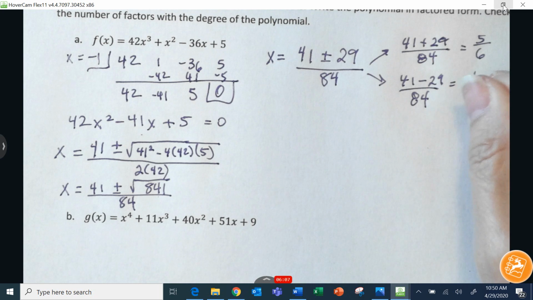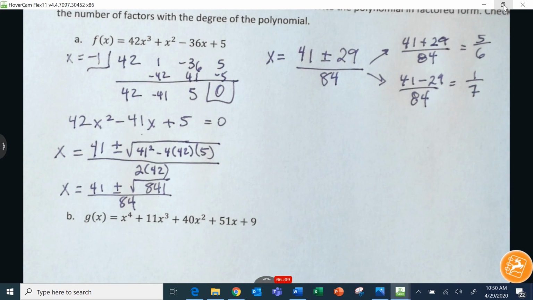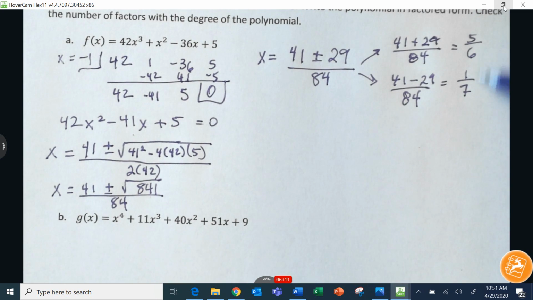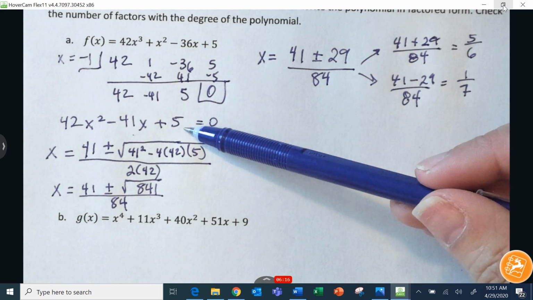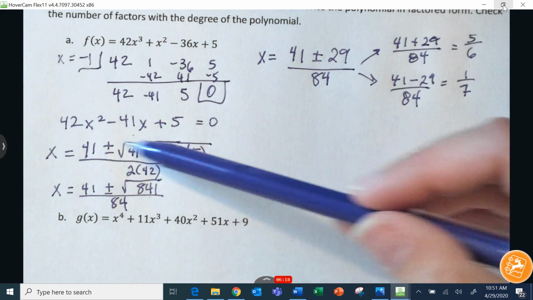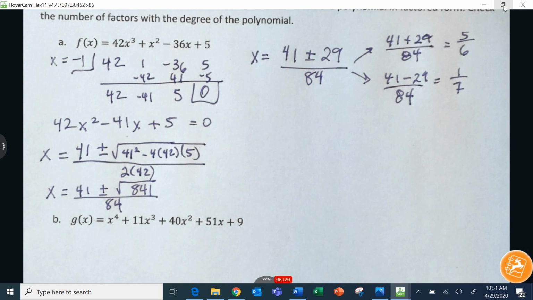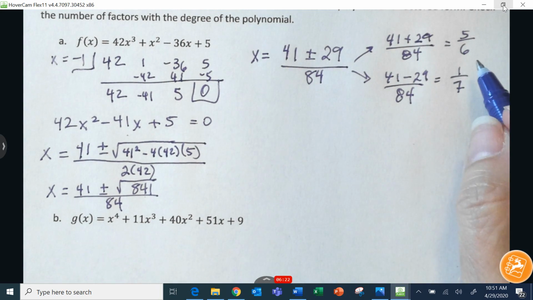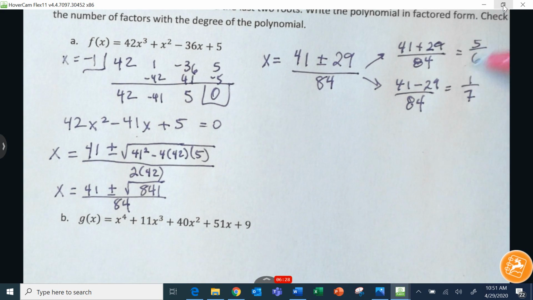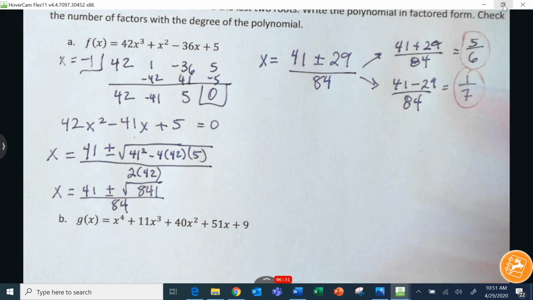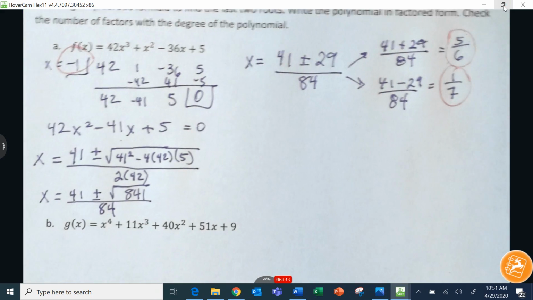And this one is 1/7. Since these do come out as nice answers, that means that this was factorable originally. I just didn't even try it because it looked terrible. Okay, so we have 3 zeros: 5 over 6, 1 over 7, and then -1.